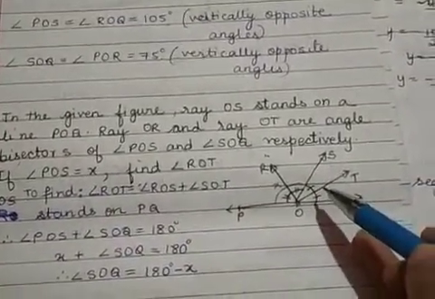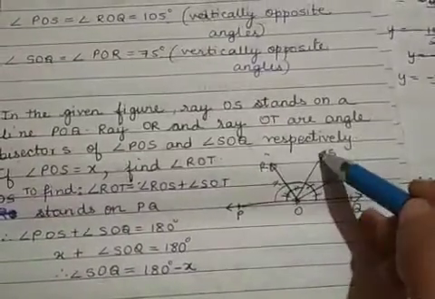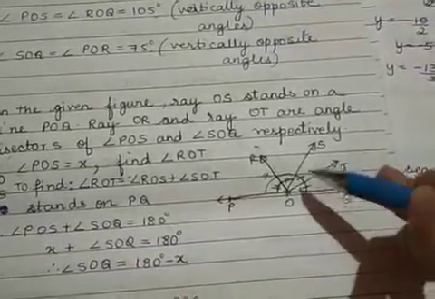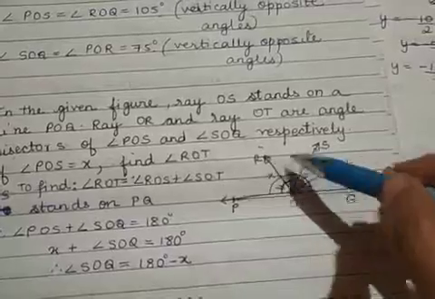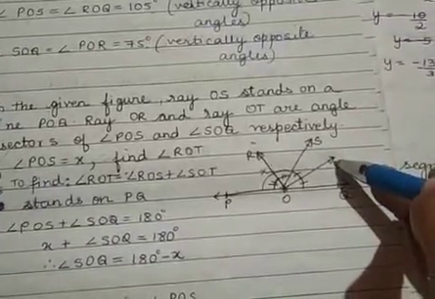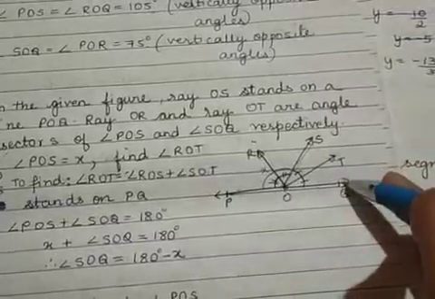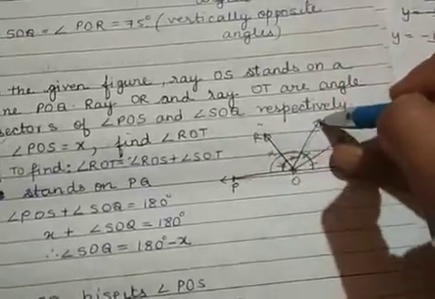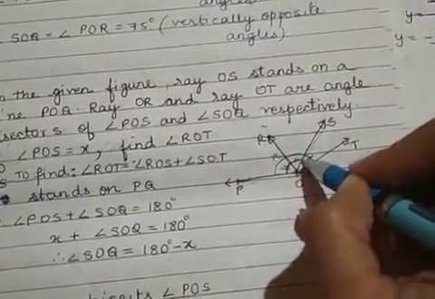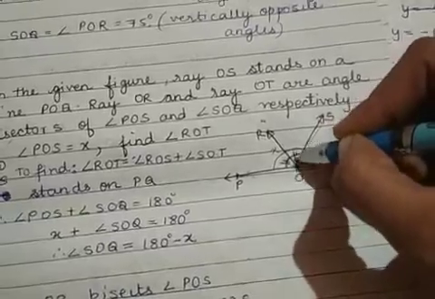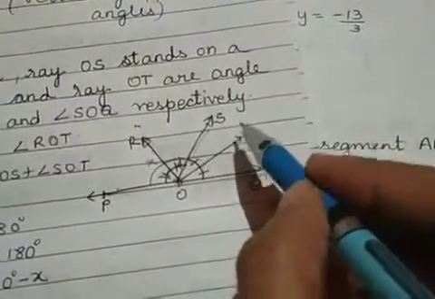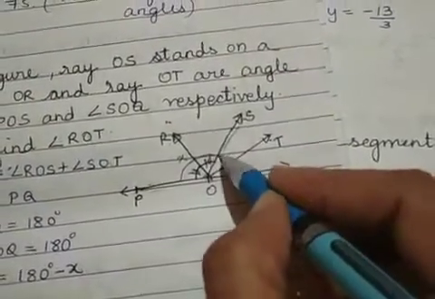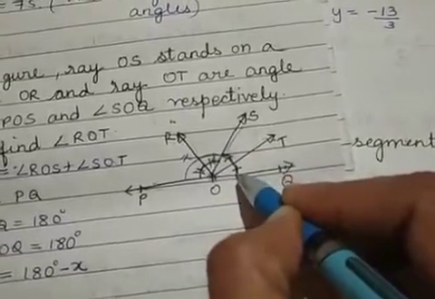So what is given to us here? It is given that ray OS stands on line PQ, and also that rays OR and OT are angle bisectors of this angle and this angle respectively. So if OR is the angle bisector of POS, then you know this portion will be equal to this angle, right? Similarly, if OT is the angle bisector of SOQ, then this angle will be equal to this angle.